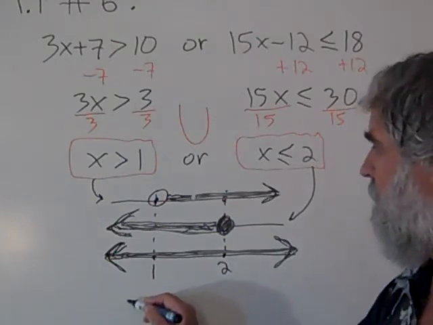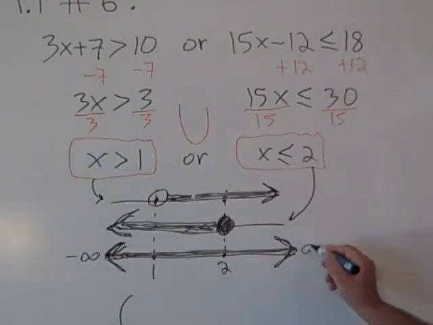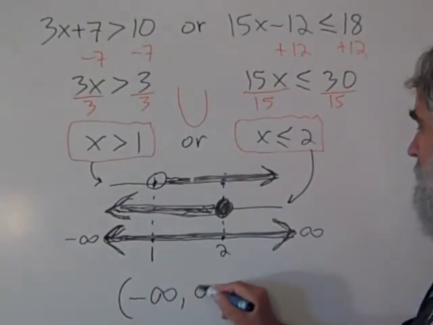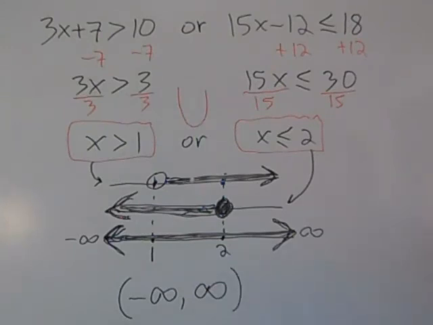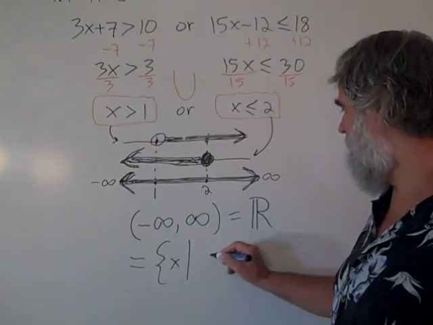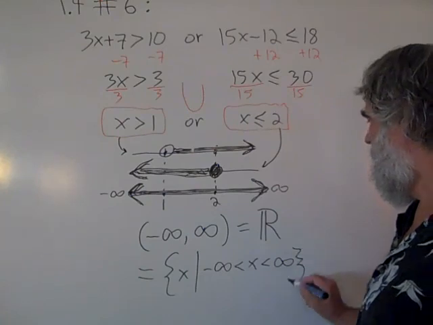The way we put this in interval notation is to say, because you can imagine there's a negative infinity at the end of the line on that side and a positive infinity on the end of the number line on the other side, this is the open interval from negative infinity up to infinity. That's how you would graph this. This is all real numbers. Mathematicians have a symbol for all real numbers, which looks like that. In set builder notation, this is equal to the set of all x such that x is between negative infinity and positive infinity.